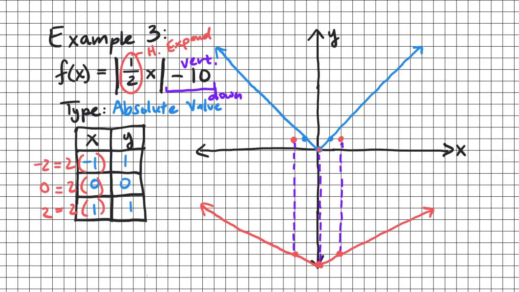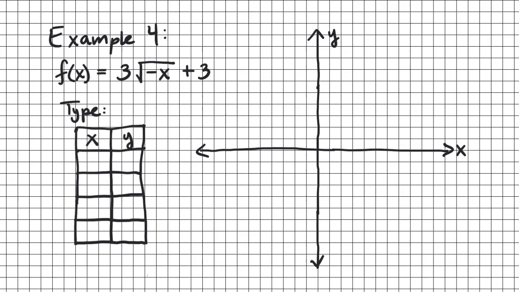All right, let's go over to example 4. Okay, so let's figure out what type we have here. It's a square root. Notice that the 3 is not the small 3 in front of the square root, so it's not a cube root. The 3 is multiplying. So just remember that.